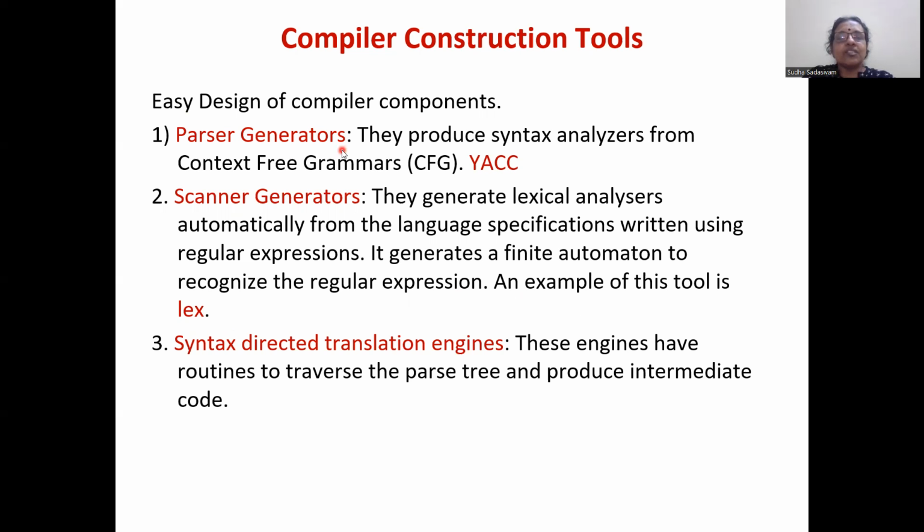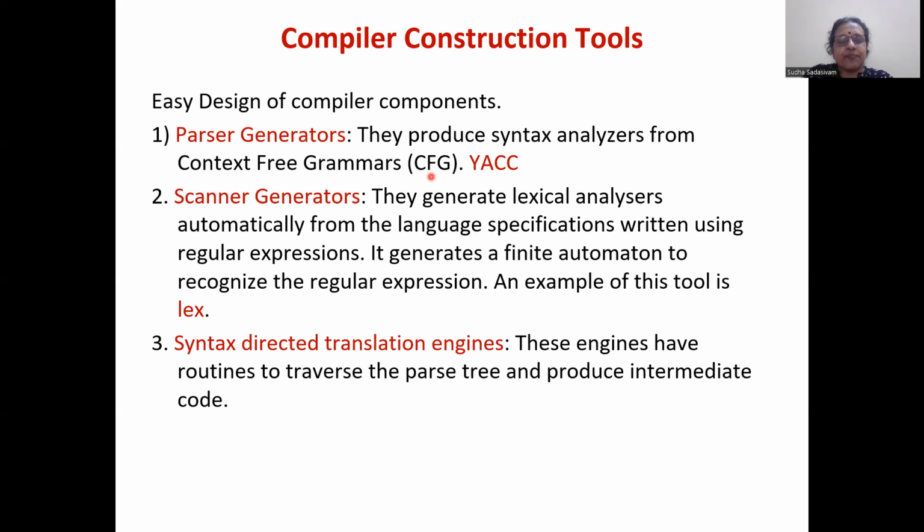The next type of tool is the parser generator. The example tool is Yacc, which stands for yet another compiler compiler. The purpose of the parser generator is that it gets the specification for the context-free grammar, which is used to construct the syntax trees, and correspondingly generates the push-down automaton based on the specifications given for the context-free grammar. The push-down automaton can be a top-down or a bottom-up type that is generated based on the specification of the parser.